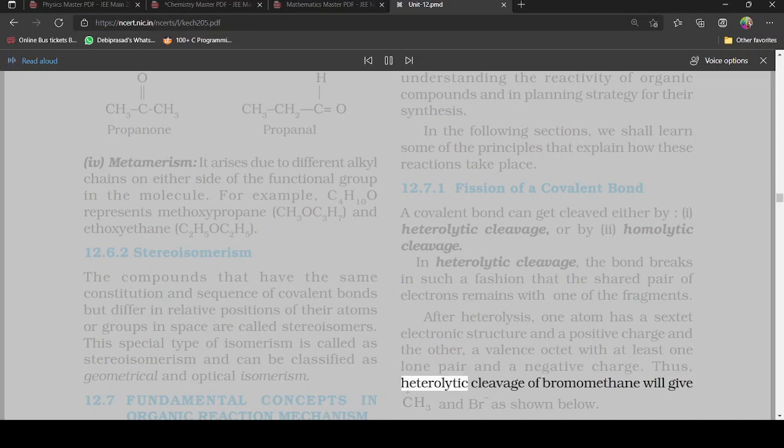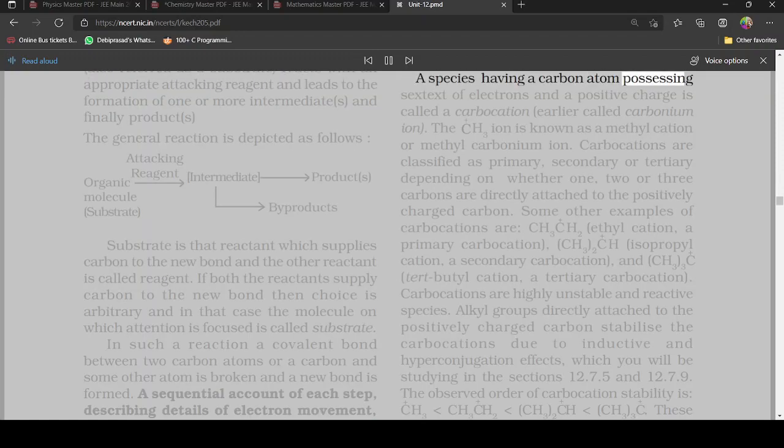Thus, heterolytic cleavage of bromomethane will give CH3+ and Br-, as shown below. A species having a carbon atom possessing a sextet of electrons and a positive charge is called a carbocation, earlier called carbonium ion. The CH3+ ion is known as a methyl cation or methyl carbonium ion.